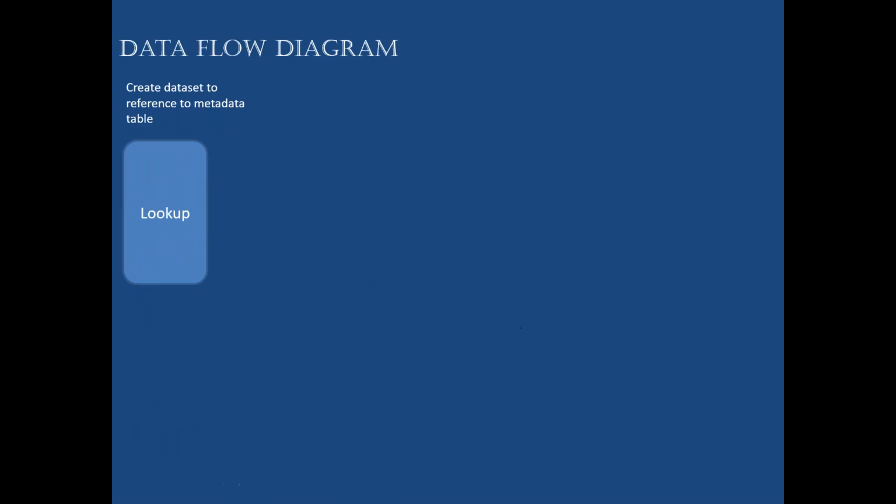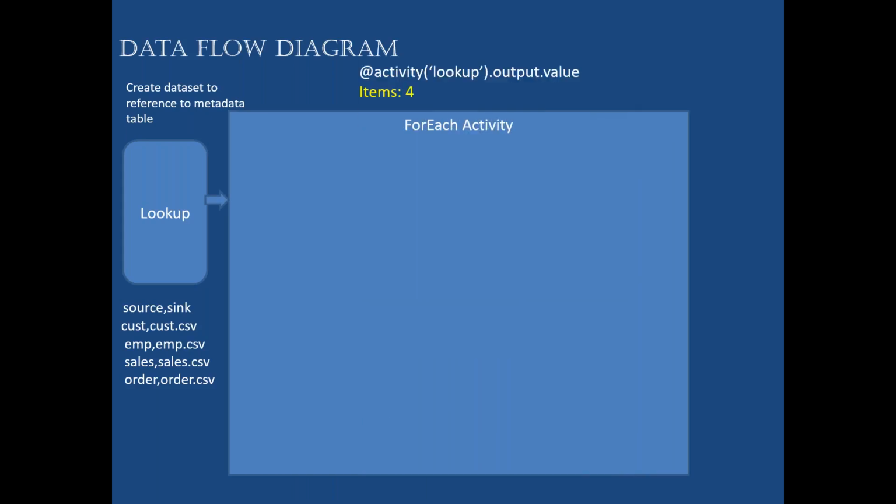See, let's imagine lookup. Okay. Create a dataset to reference a metadata table which has source schema, source table, sync folder, something like this. Okay, cust out, emp out, and so on. You pass all that information to the for each using @activity('lookup').output.value. So it will pass all these 4 items to the for each.